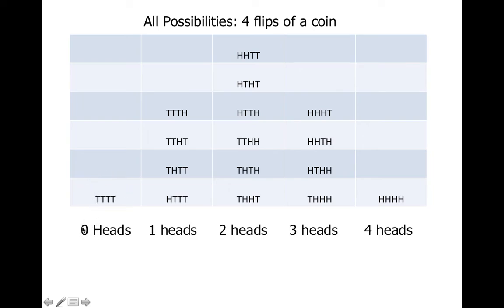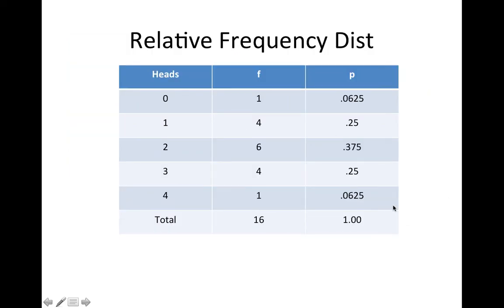what's common about what's in this column is there are 0 heads. What's common about this column is that there's 1 heads. What's common in this column is that there are 2 heads, 3 heads, and 4 heads. Okay, and there's exactly 1 way to get 4 tails out of 4 flips. There's 4 ways to get 1 heads out of 4 flips. There's 6 ways, and so on and so forth. And as you can see, this is a frequency distribution. And if we compute the relative frequency, we have a probability. That's what I've done here. This is the relative frequency distribution of those options or those alternatives.